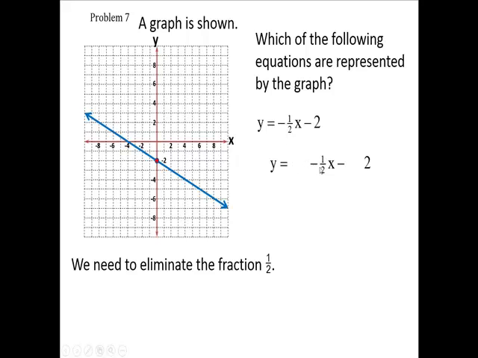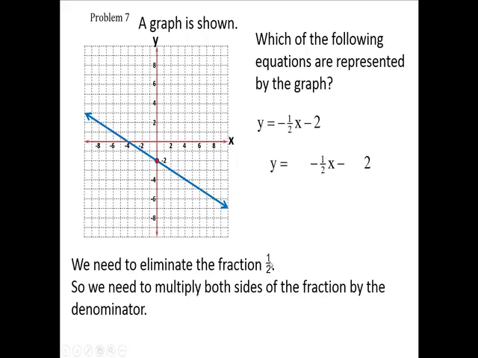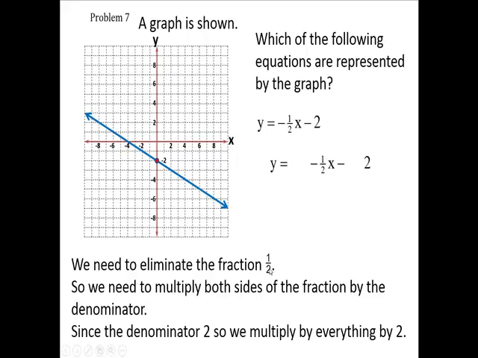Okay, this fraction right here, we need to eliminate the 1/2. We'll worry about the negative sign in a minute. Right now we're going to eliminate this fraction because I don't like fractions. Just get rid of them, right? Now how do we get rid of the fraction? We multiply by the what? By the 2, okay, which is the denominator. So to get rid of the denominator, we multiply everything by 2.